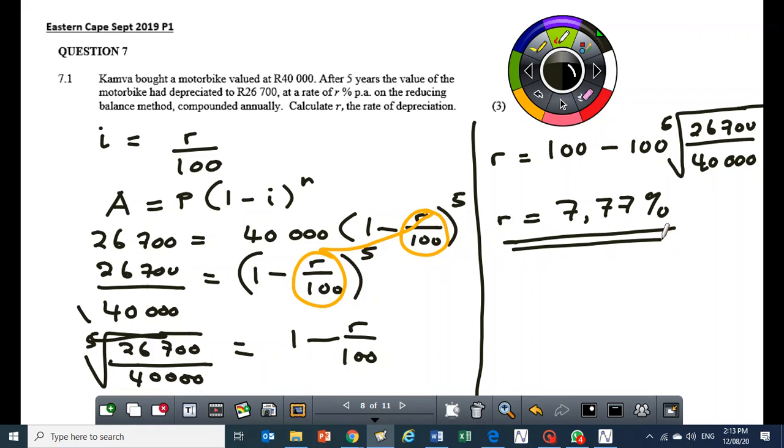Okay. So if you use the other method whereby you replace the R over 100, or you just want to calculate the i first, you must get an answer which is 0.077. Then you multiply it by 100, you get your R. Please don't forget that there's a difference between the interest rate and the rate as a percentage.